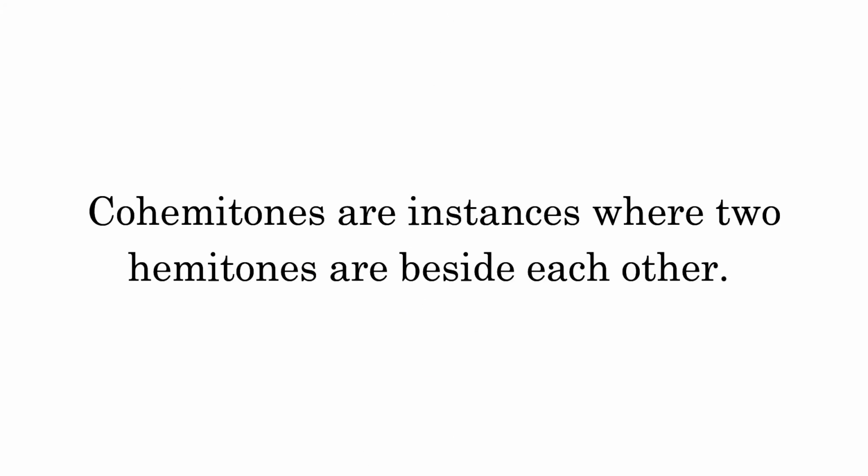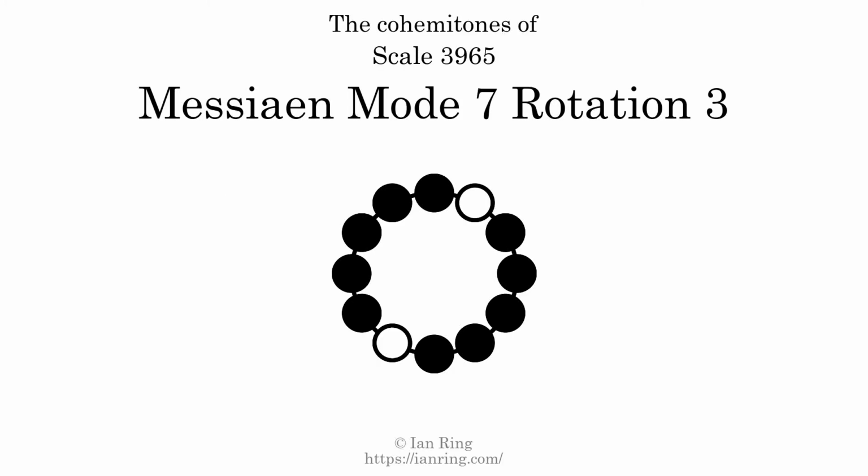Cohemitones are instances where 2 hemitones are beside each other. This scale has 6 cohemitones. They are at positions here, here, here, here, here, and here.